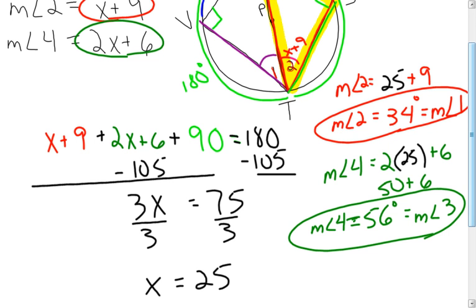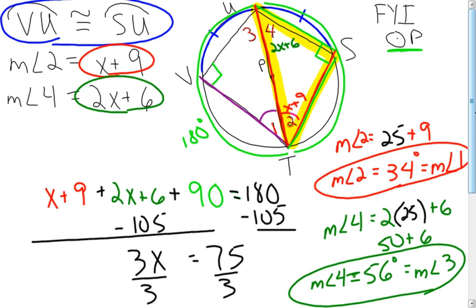So I found the measure of all four of my angles, and I used a lot of theorems that we've talked about either in this lesson on inscribed angles or in some previous lessons as well. And that's going to conclude my example dealing with inscribed angles.